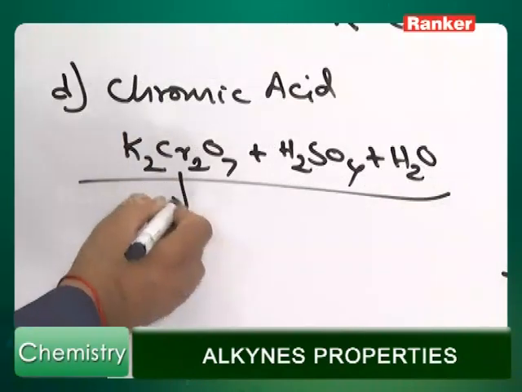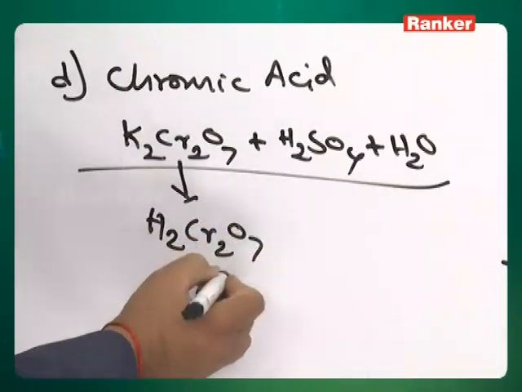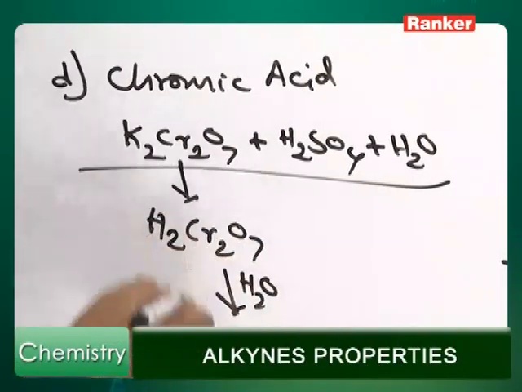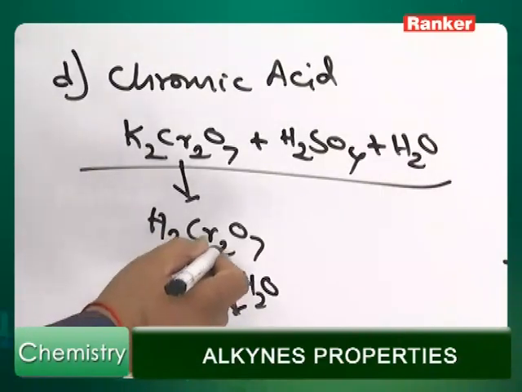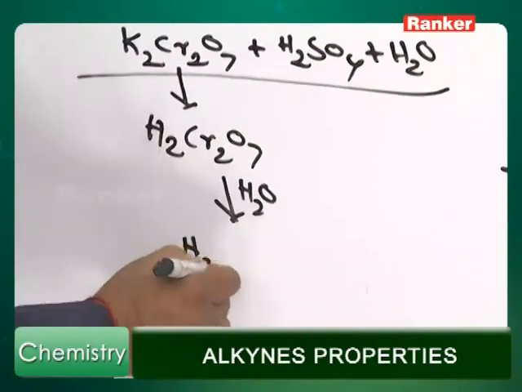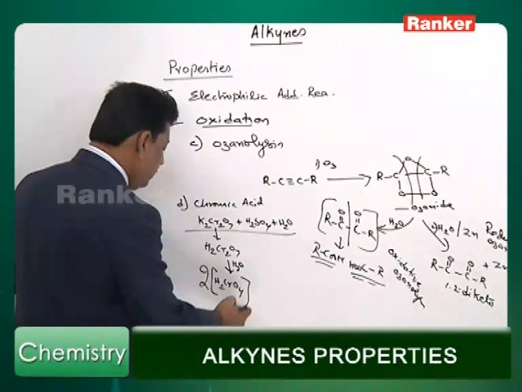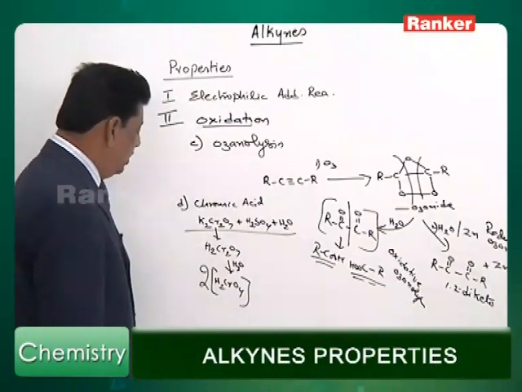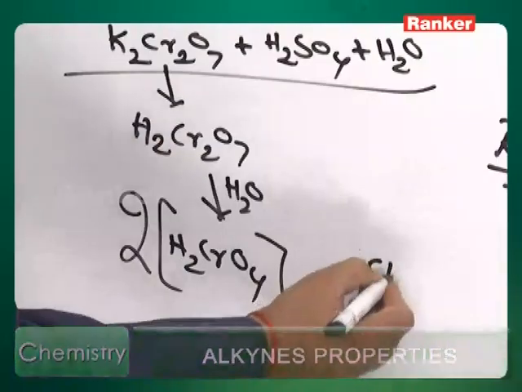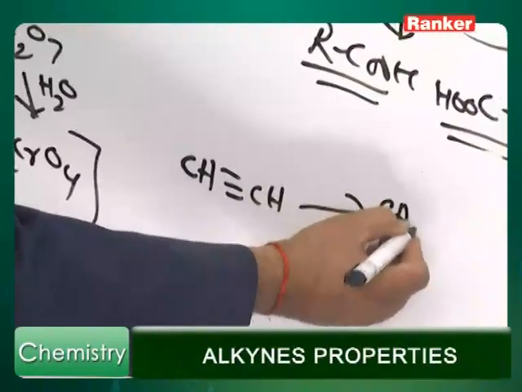The moment sulfuric acid is added, H2Cr2O7 will come. With water it decomposes and forms 2 moles of H2CrO4, H2Cr2O8, H4. That means you will get H2CrO4 taken twice, 2 moles of H2CrO4. This is called chromic acid. This chromic acid converts acetylene into acetic acid.